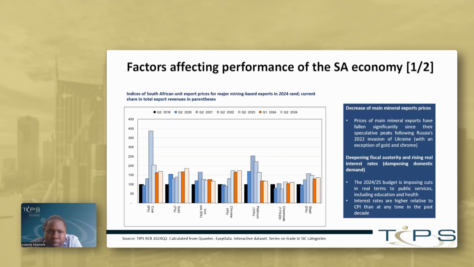Then just highlighting some of the factors. There are three key factors that have been highlighted in the second quarter that have been affecting performance of the South African economy.